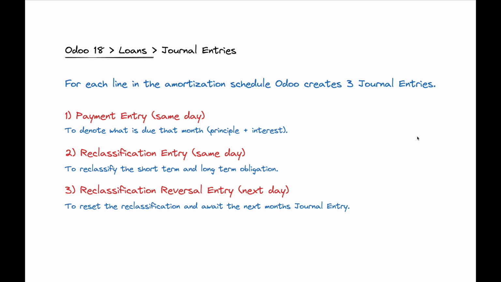Finally, we're going to have a reversal of that reclassification, and that's going to happen on the next day. So let's imagine that our amortization schedule is on a monthly basis. So at the end of the month, we're going to create a payment entry that's due, then a reclassification entry to show what our actual current liability is versus our long-term liability. And then we're going to reverse that so that at the next time that we need to pay, those journal entries get created again. And then once we look back at our financials, we'll see over time, month over month, exactly what our long and short-term obligations were.